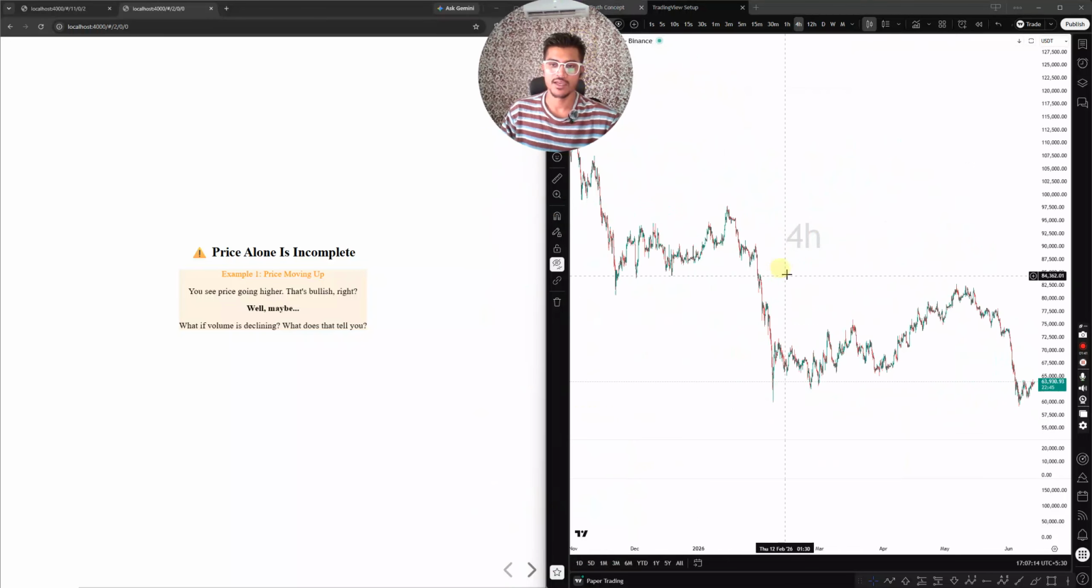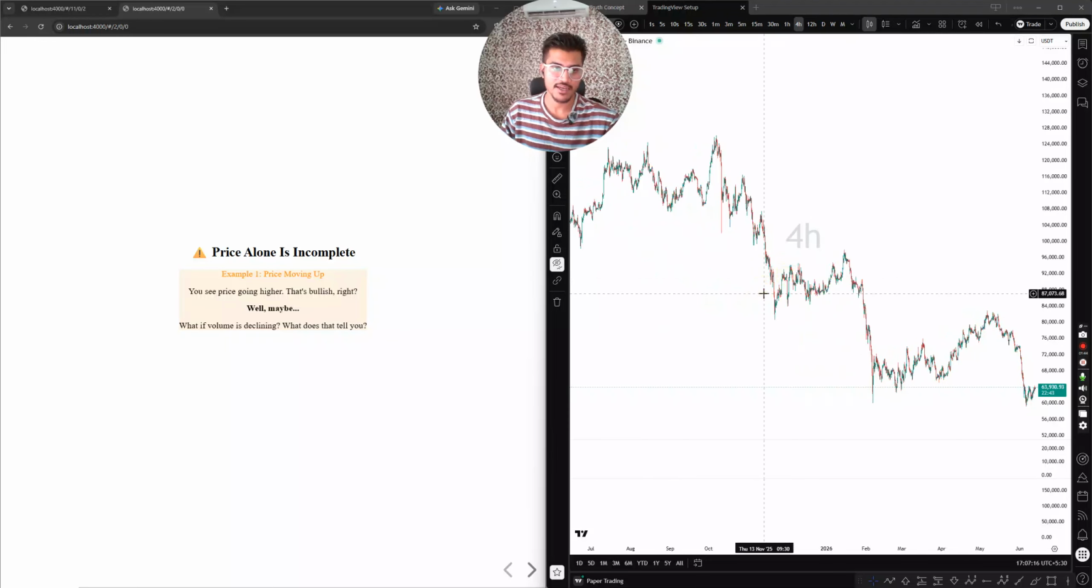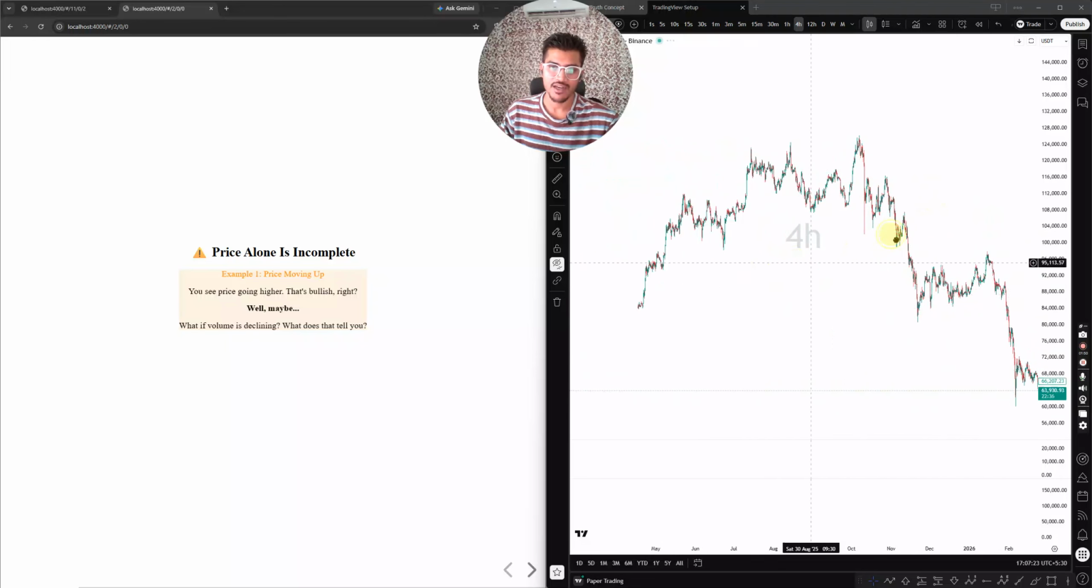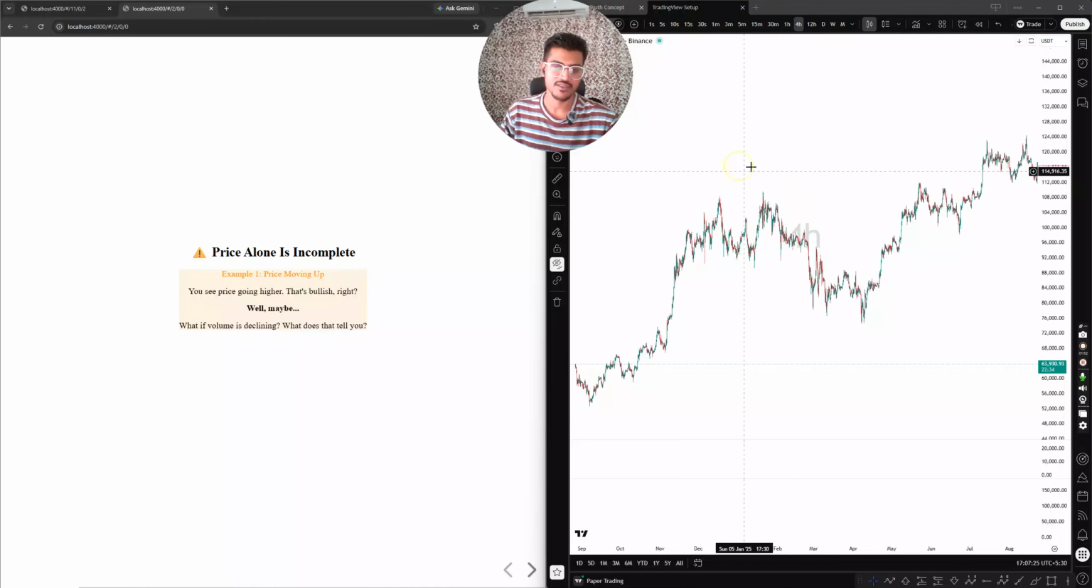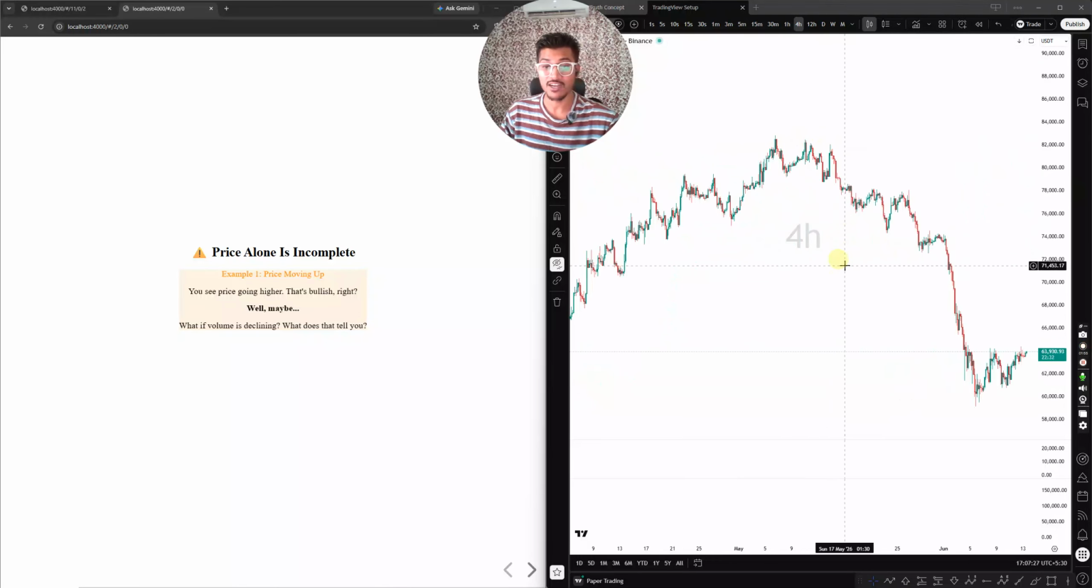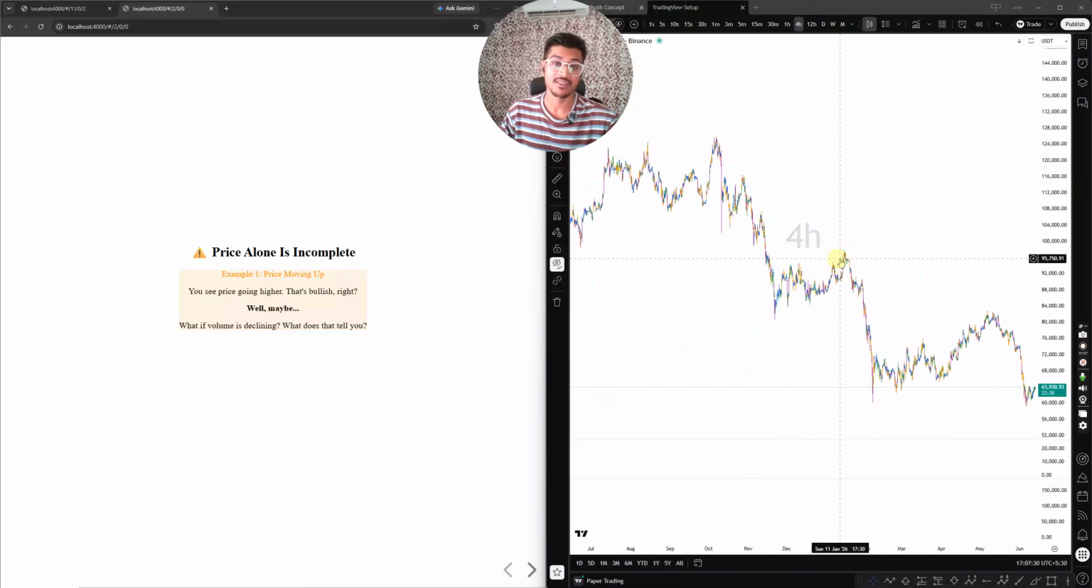Can you tell me anything? We can see price is making lower highs and lower lows, but it's kind of random. Well, it's not random, but if you look at it, it's not making much sense. That's what I mean.